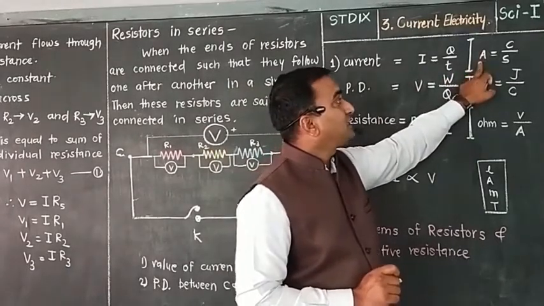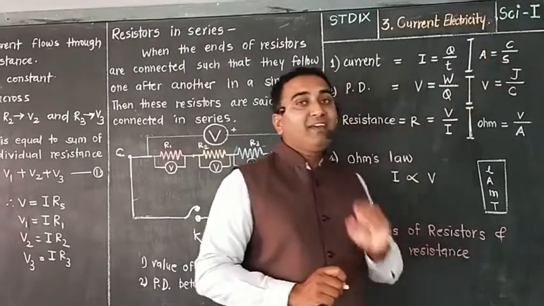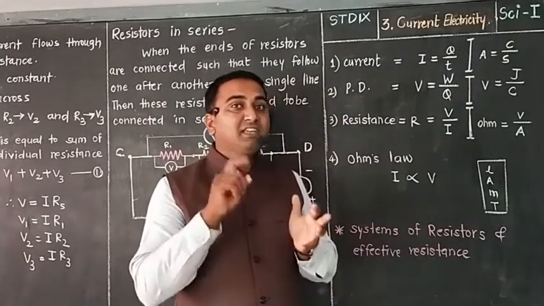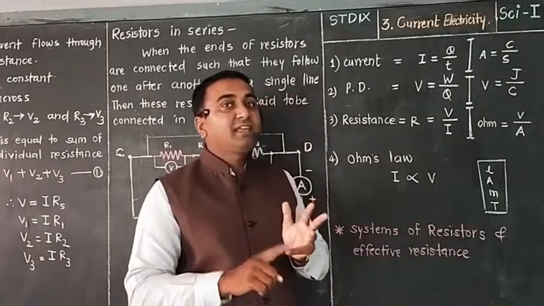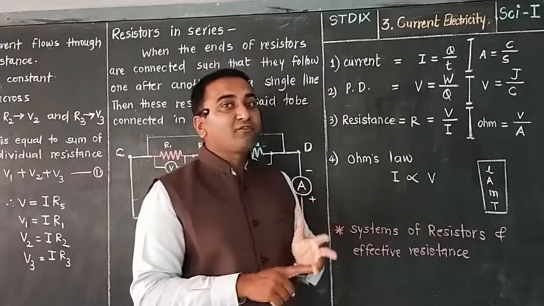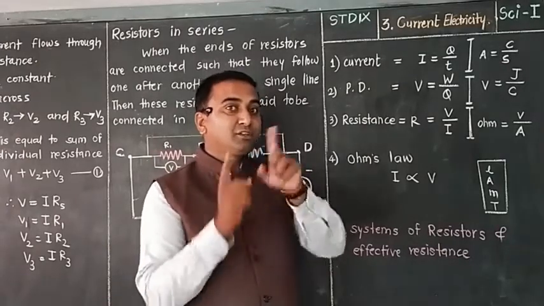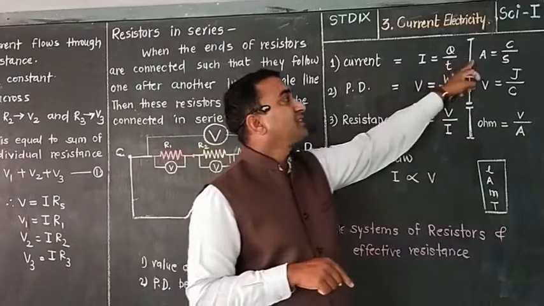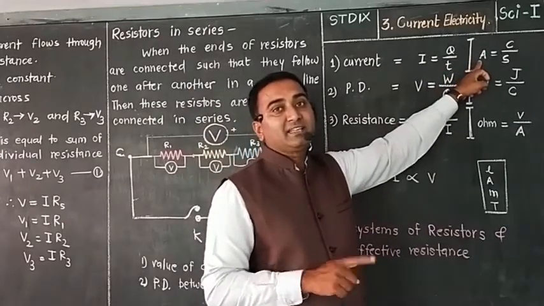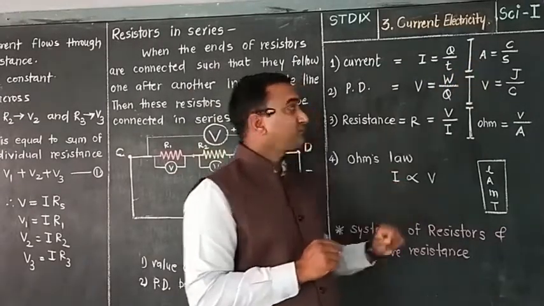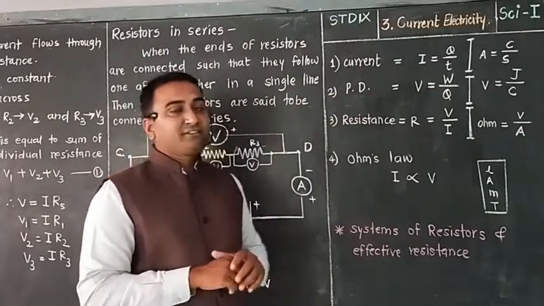So 1 ampere is equal to 1 coulomb divided by 1 second. That means in 1 second, if a 1 coulomb charge is flowing from the negative terminal to the positive terminal, then the current in the circuit is considered as 1 ampere. Later we have discussed potential difference.